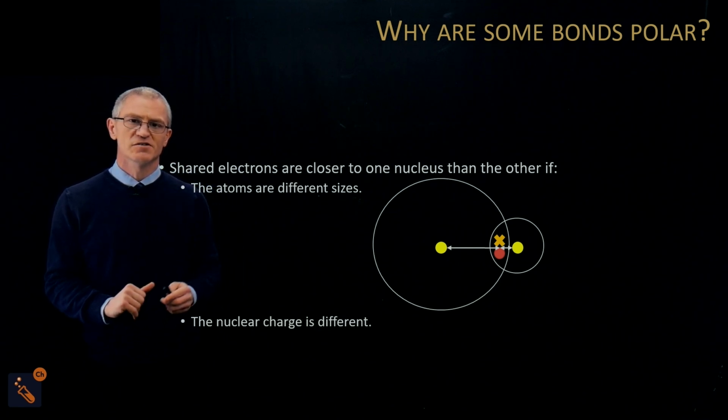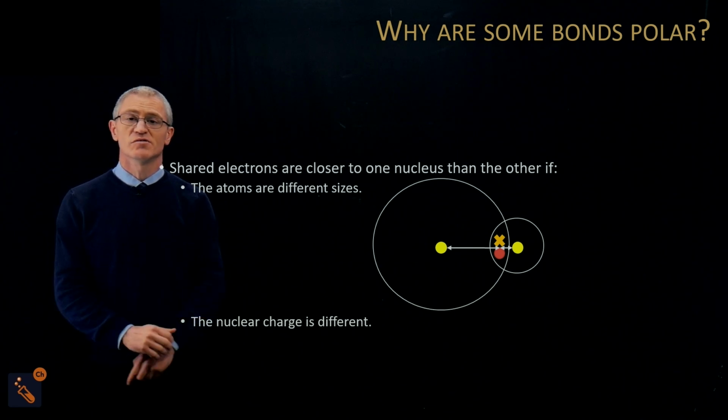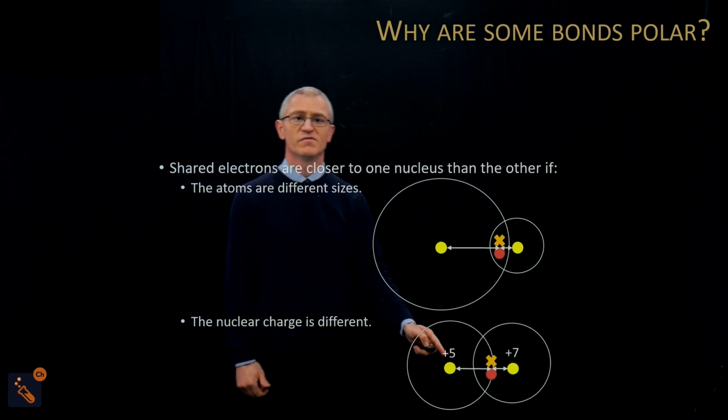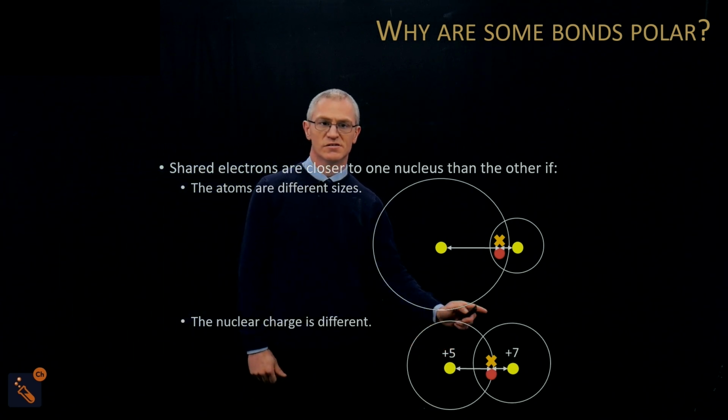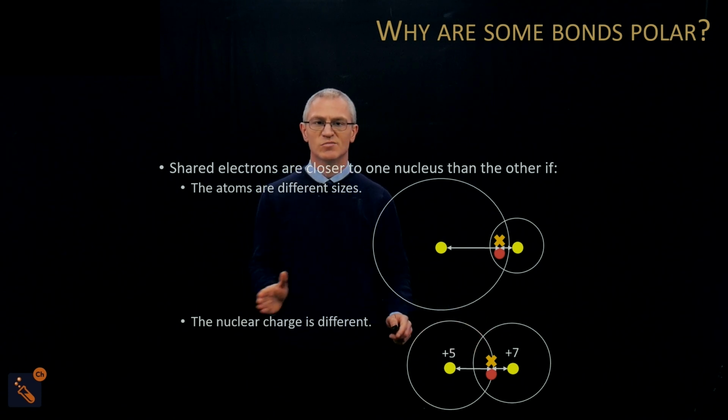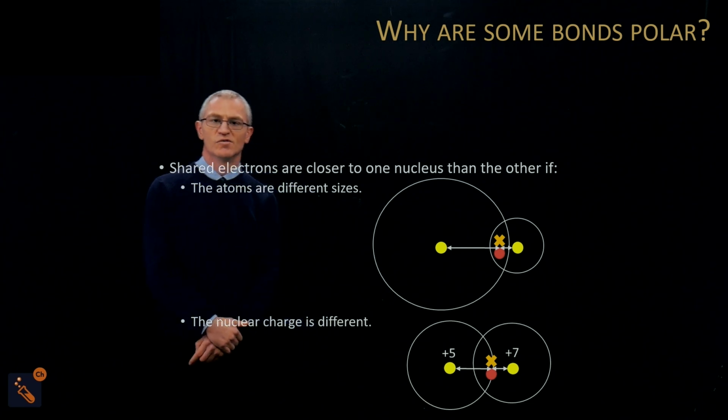The other one is if you have a different nuclear charge. A nuclear charge is just the number of protons in the nucleus. So if we look at two atoms here and we say one's got 5 protons in the nucleus and the other one's got 7, well, those 7 protons are going to pull those electrons just a tiny bit more towards them than the one with 5.